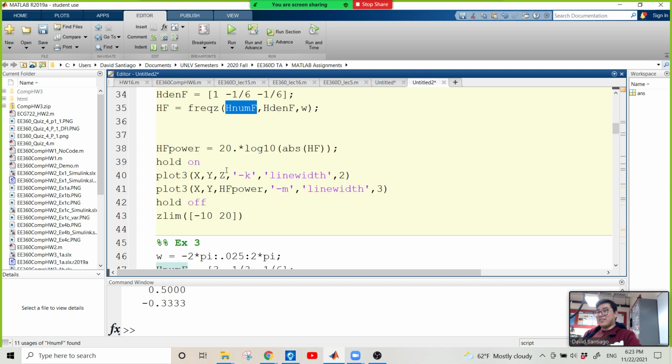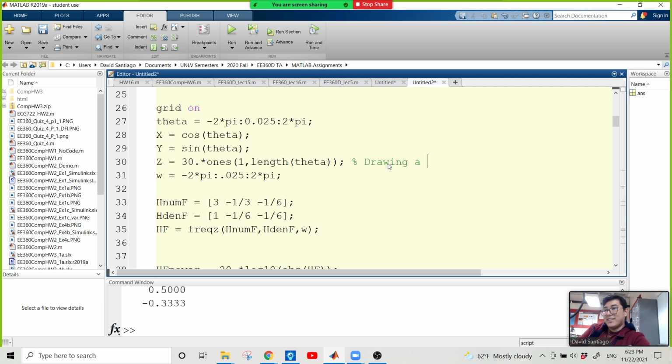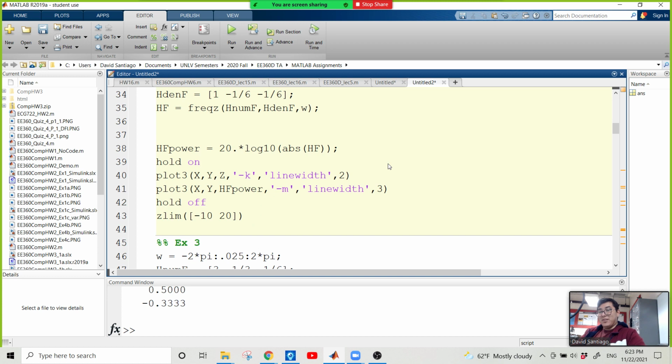And then I drew this circle here. What is that? Z. What's Z? Yeah, this is just a circle. Drawing a circle. And then if you run that, and then I put the Z limits because it goes to infinity.